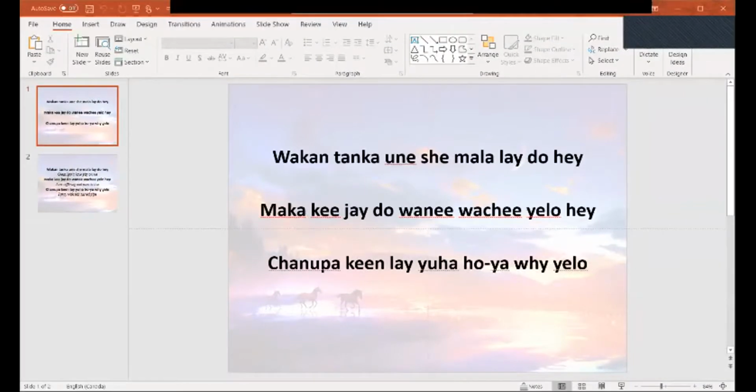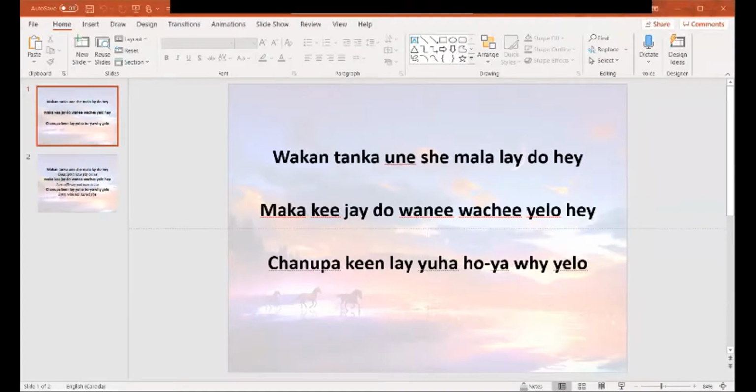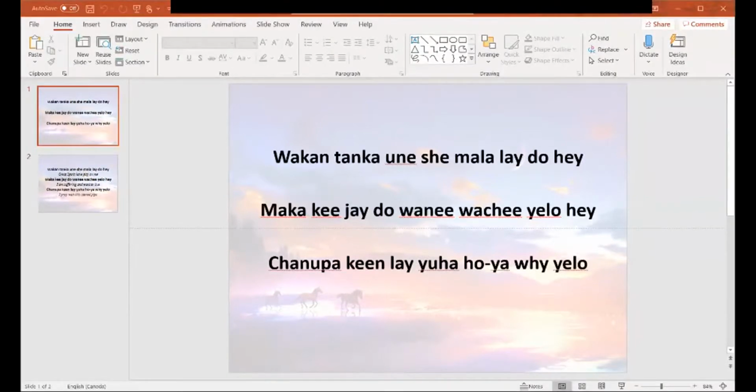So this is a Dakota prayer song, and so it's Wakan Tanka Unshi Malale Dohe Maka Ki Je Do Wani Wachi Yelo. Chanumpa Kile Yuha Hoya Yelo.